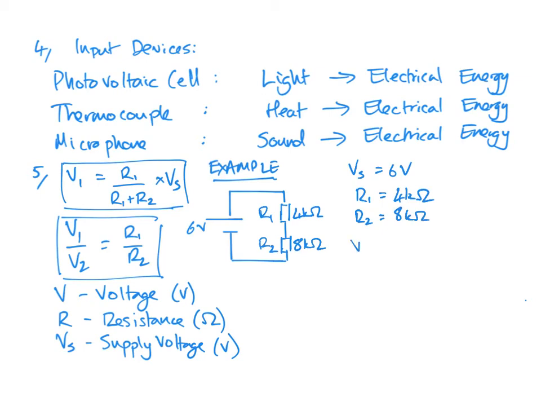Okay, so the equation V1 is R1 over R1 plus R2 times Vs, which in this case is 4 over 4 plus 8 times 6. Just check that you can plug all that into your calculator. Right, but if you do, it will give you the answer 2 volts.